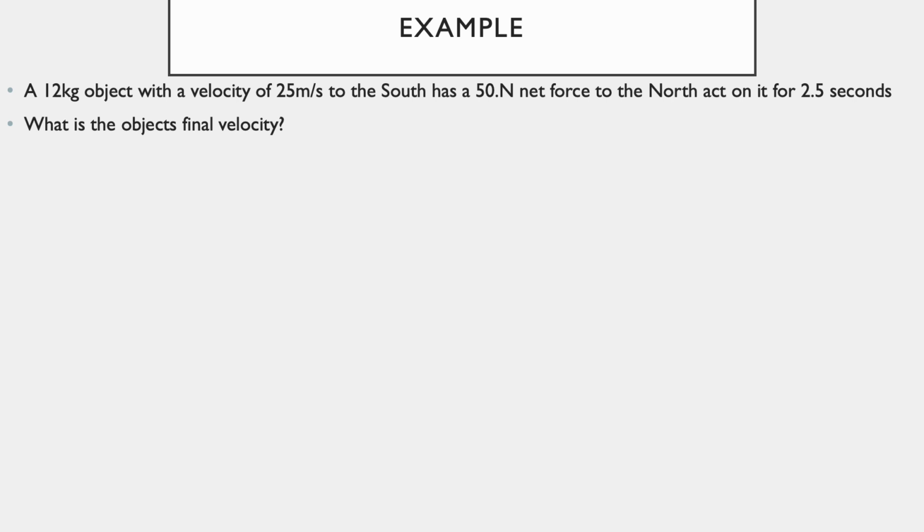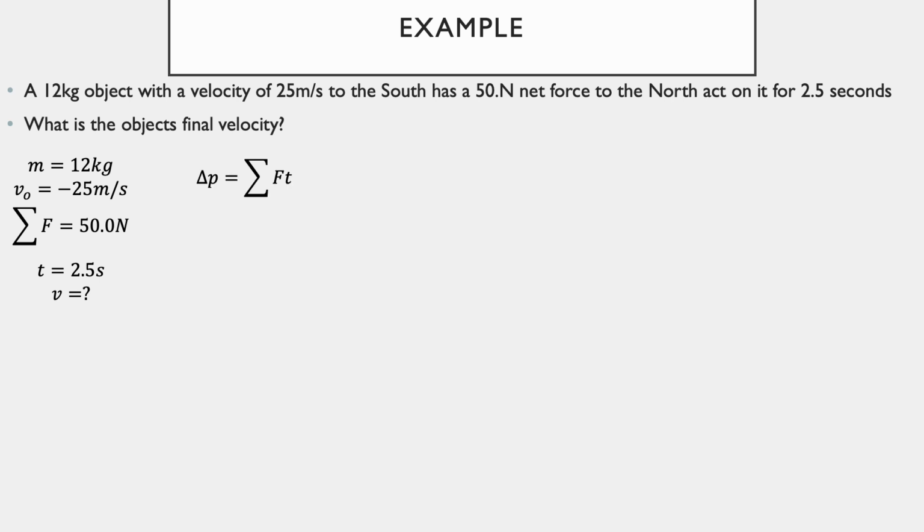So we'll start by writing out what information we have. We know our mass is 12 kilograms. We're going to the south, so that would mean our initial velocity would be negative. So we've got an initial velocity of negative 25 meters per second. We have a sum of forces of 50 newtons and a time of 2.5 seconds, and we're solving for final velocity. So we're going to utilize a couple equations.